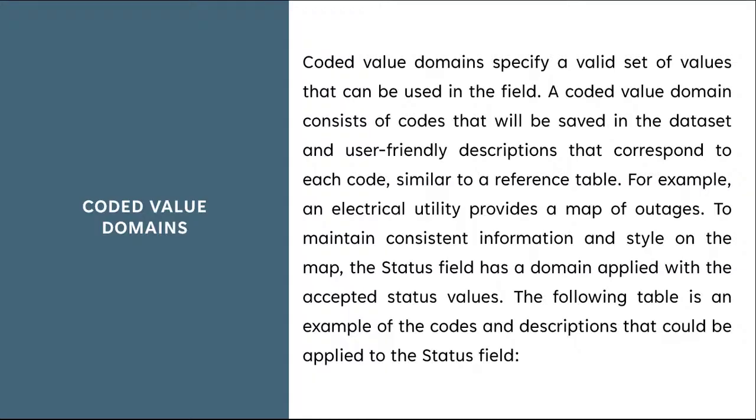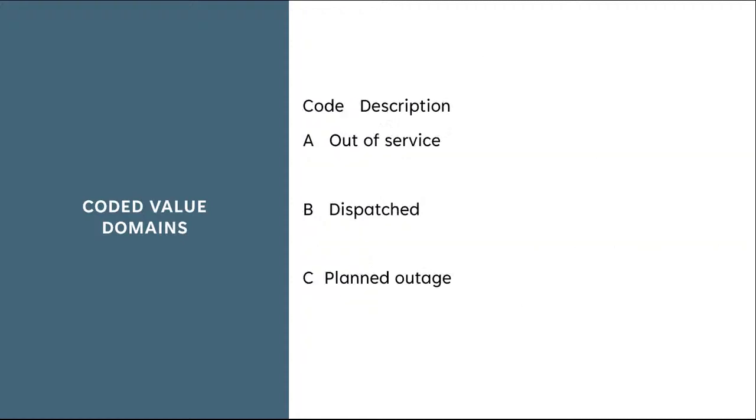The status field has a domain applied with accepted status values. The following table is an example of the code and description that could be applied to the status field. Code A, description, out of service. Code B, dispatched. Code C, planned outage.